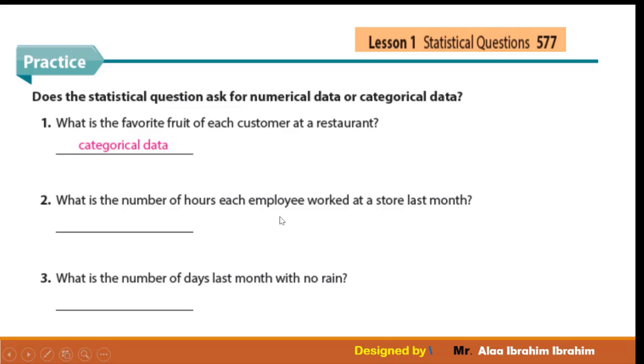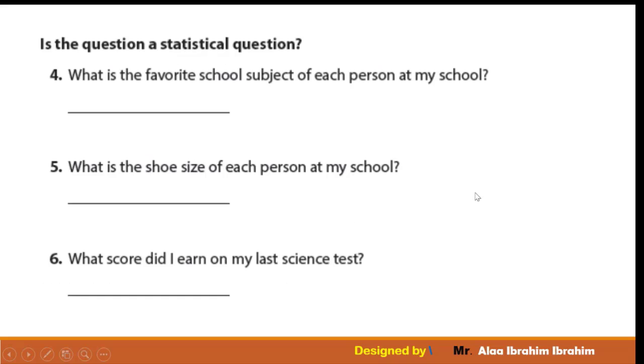What is the number of hours? Number of hours, clear, number of. So this is numerical data. What is the number of days last month with no rain? So I need the number of days. So this is a number, so this is numerical data. Now we're going to another thing. Is the question a statistical question? We have to check. What's the favorite school subject? What is the shoe size of each person at my school? What score did I earn on my last test?